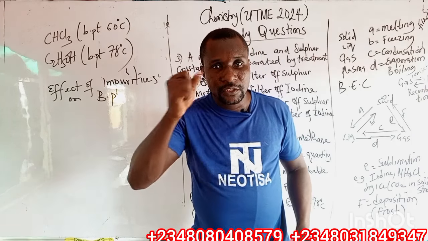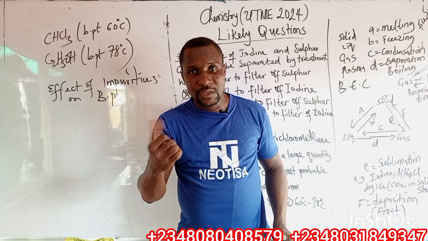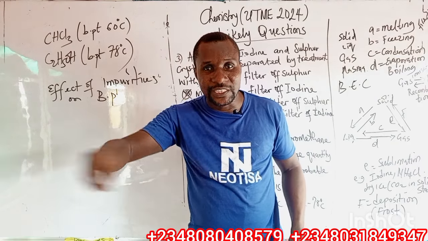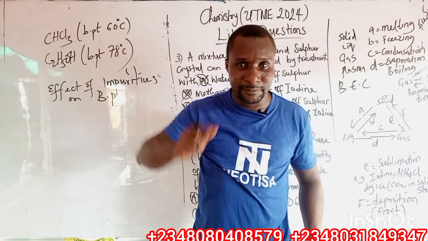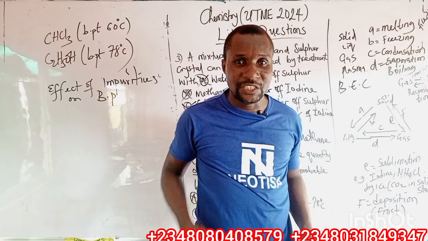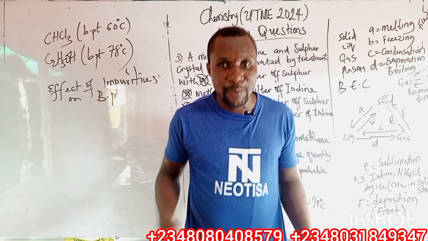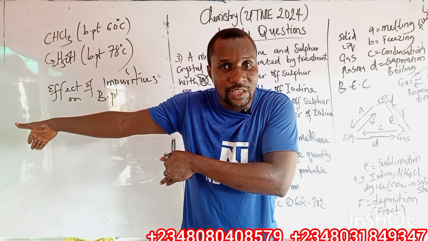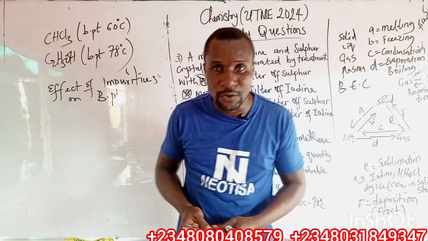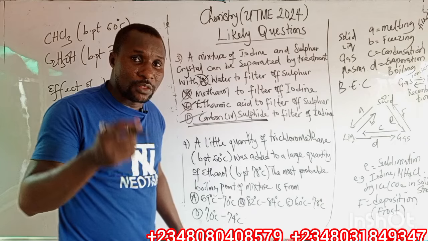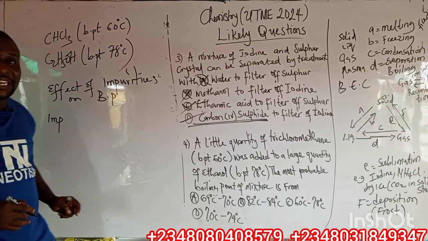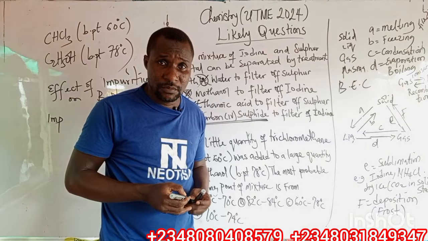Take note of that. Salt water is a mixture. Salt is an impurity. When salt is added to water, it contains an impurity. That salt will increase the boiling point. But pure water has what? A low boiling point, which is 100 degrees C. But for the mixture, the salt water has what? A higher boiling point. Take note. That means impurity increases what? Boiling point. Then impurity decreases melting point.